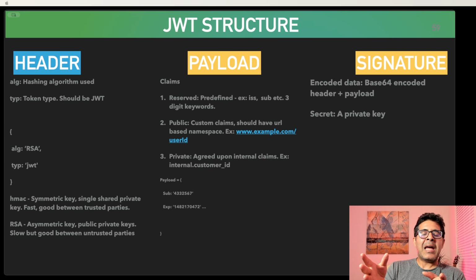Just like in any language, like if you're using Java, you know that string or main or integer are predefined keywords. You cannot reuse those to create a variable name. So just like that, these are reserved keywords that you should not be using for any other purposes. What is a public claim? A public claim should have a URL-based namespace, or if not URL-based, some sort of namespace.